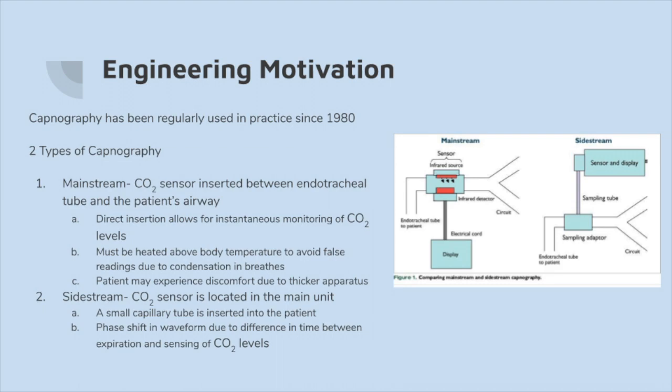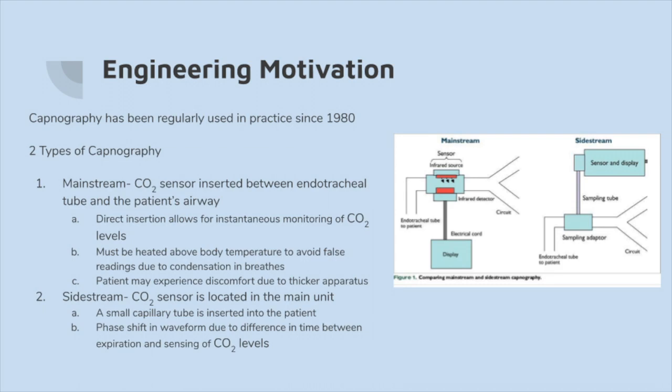There are two main types of capnography, mainstream and sidestream. In mainstream capnography, the CO2 sensing apparatus is inserted directly into the patient's airway through an endotracheal tube. Direct insertion allows for instantaneous and unobstructed monitoring of CO2 levels, but the apparatus must be heated above body temperature to avoid false readings due to condensation in breaths.